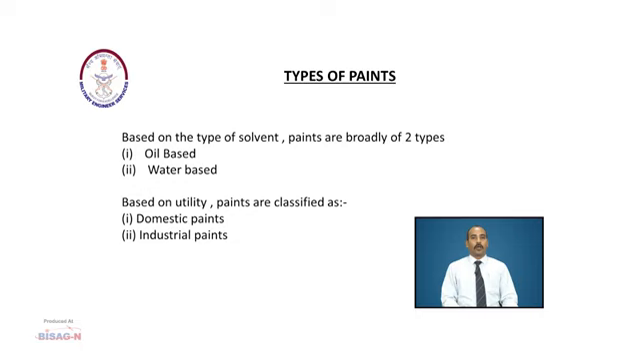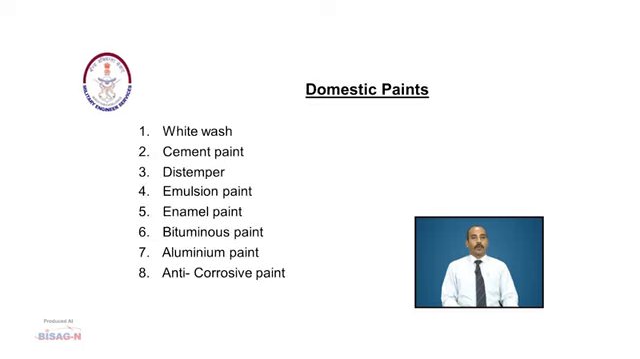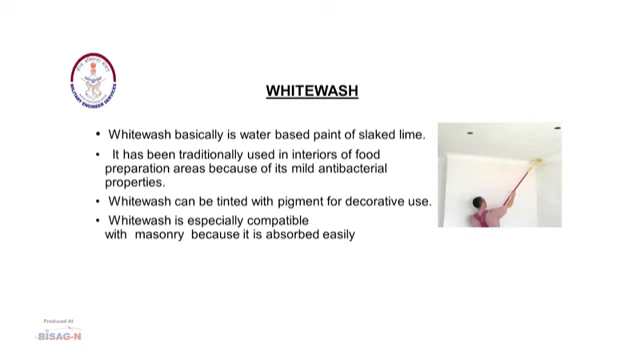The types of paints. Based on type of solvent, paints are broadly of two types, that is oil based and water based. But based on utility, paints can be classified as domestic paints and industrial paints. In today's session, we are going to have discussion only on domestic paints. The following are the domestic paint options available: whitewash, cement paint, distemper, emulsion paint, enamel paint, bituminous paint, aluminum paint and anti-corrosive paint.